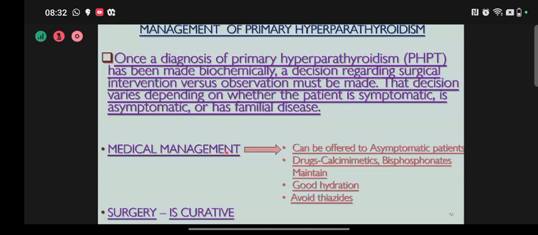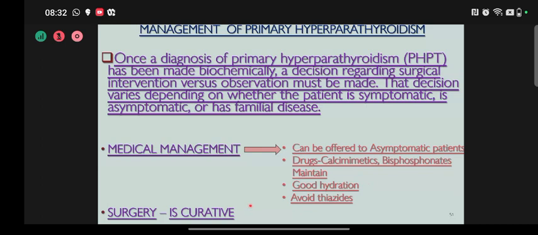Coming to the management of hyperparathyroidism. Once a diagnosis of PHPT has been made biochemically, a decision regarding surgical intervention versus observation must be made. That decision varies depending on whether the patient is symptomatic, asymptomatic, or has a familial disease. First of all, we can try the medical management. It can be offered to asymptomatic patients. Drugs like calcimimetics and bisphosphonates can be used. Maintain good hydration and avoid thiazide diuretics.